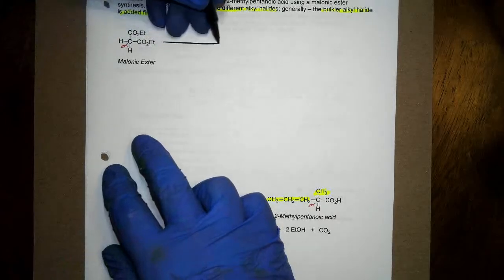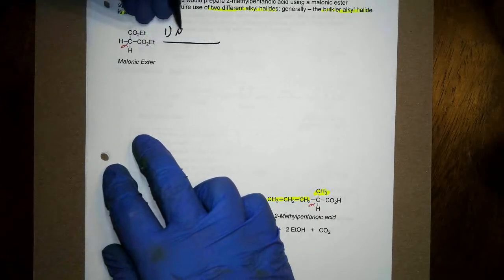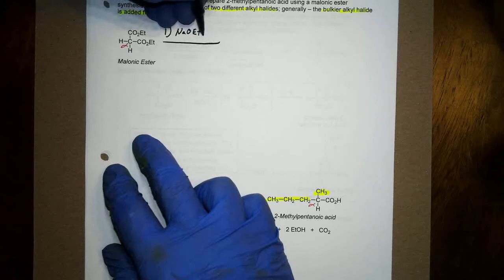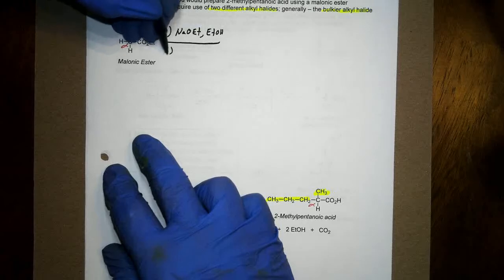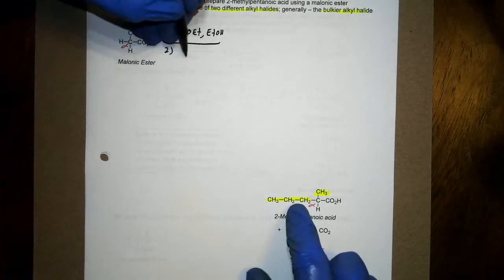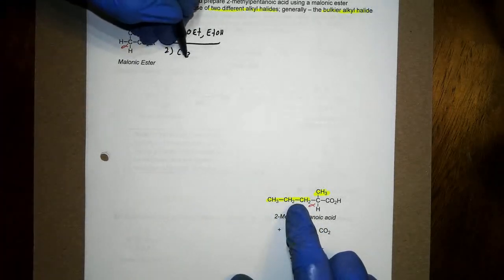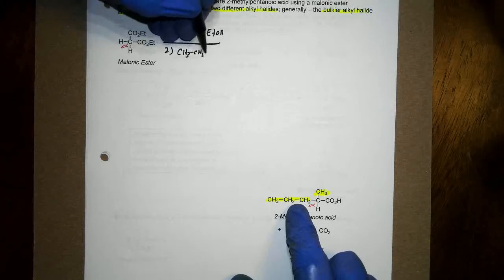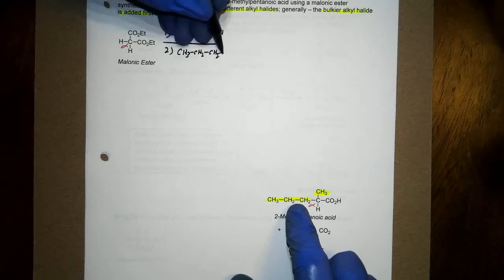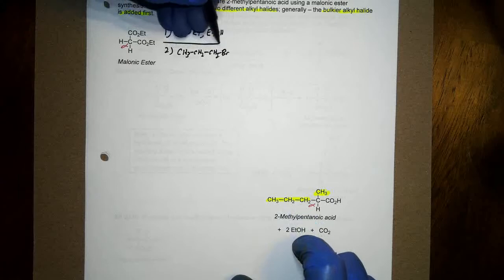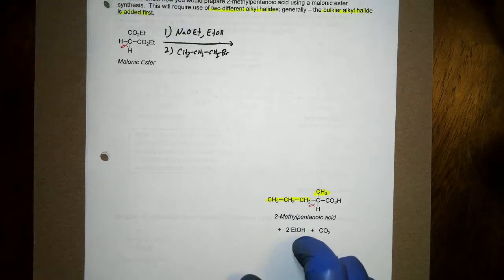Step 1's the same. We're going to add sodium ethoxide, NaOEt, it's a strong base. We're going to use ethanol as our solvent. Step 2, we're going to add the propyl group. I'm just going to write it propyl, and I'm going to use bromide. We could use chloride, iodide, tosylate. The list just goes on.